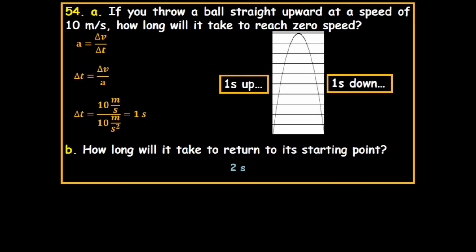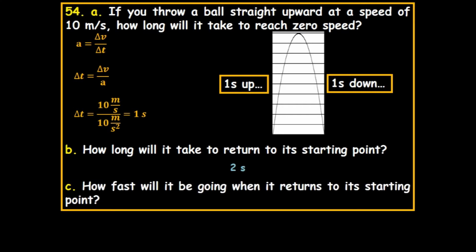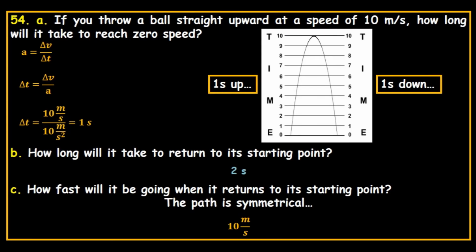How fast will it be going when it actually reaches the ground? Well, it's 0 at the top, and then it falls for 1 second, and it will reach a speed of 10 meters per second, because of gravity, acceleration due to gravity.